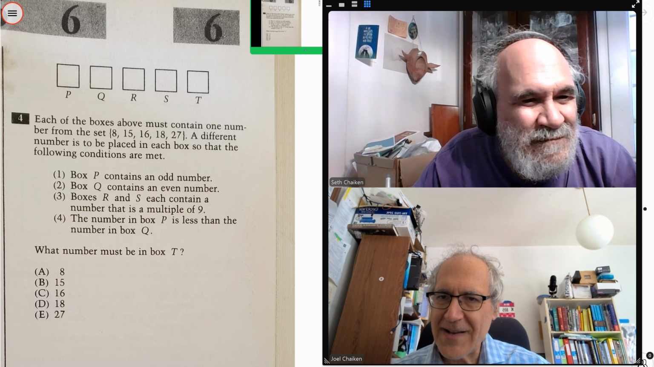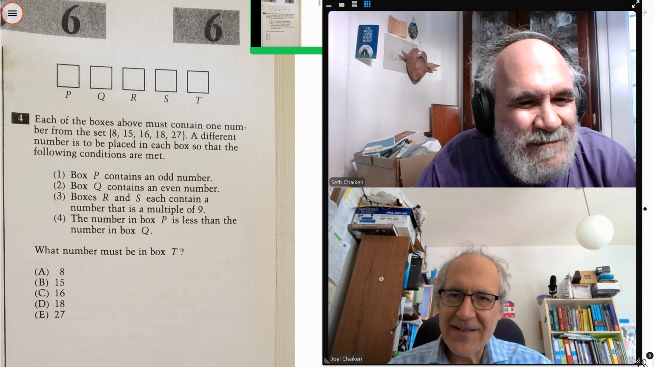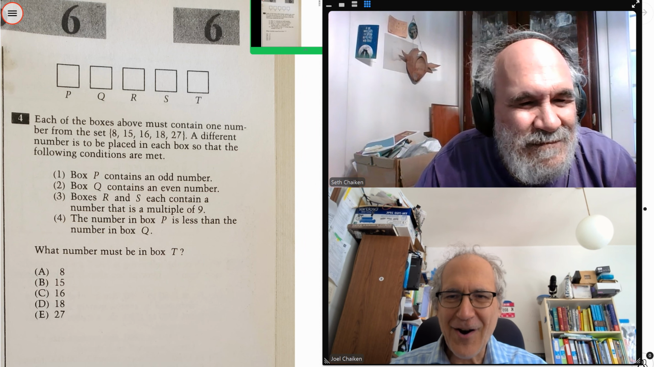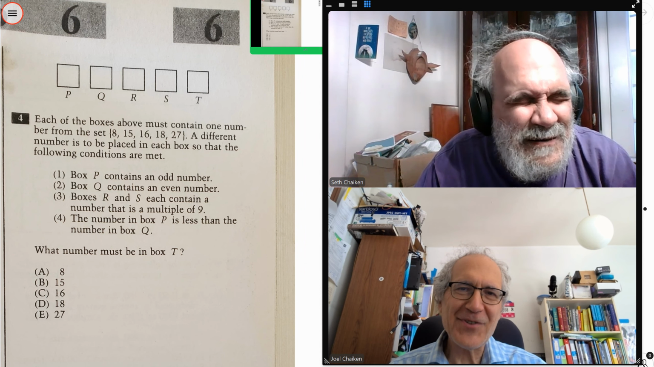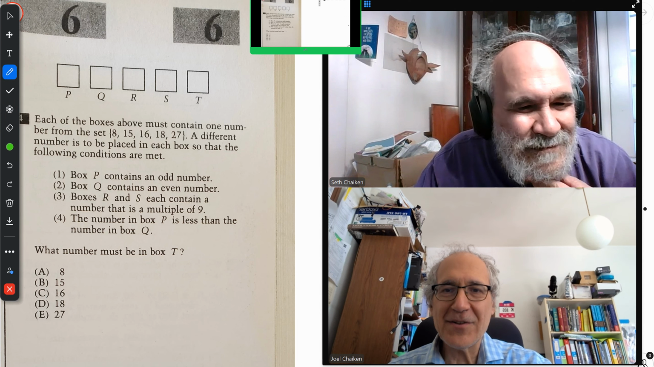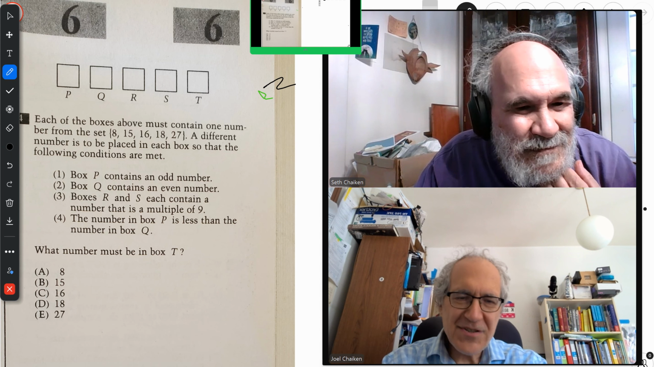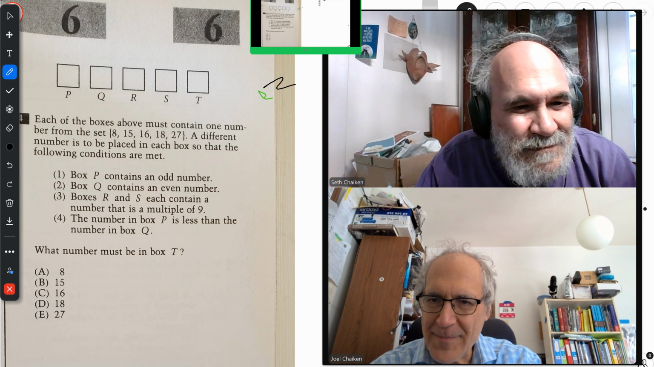Each of the boxes above must contain one number from the following set. A different number is to be placed in each box. So it's a puzzle. Box P is an odd number. Box Q is an even number. R and S each contain a number that is a multiple of 9. And the number in box P is less than the number in box Q. So what's the leftover number? You never will get a question like this post 2016, which is when they changed the test. So we have to do a puzzle.